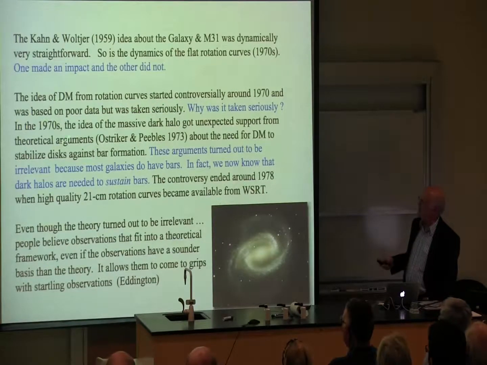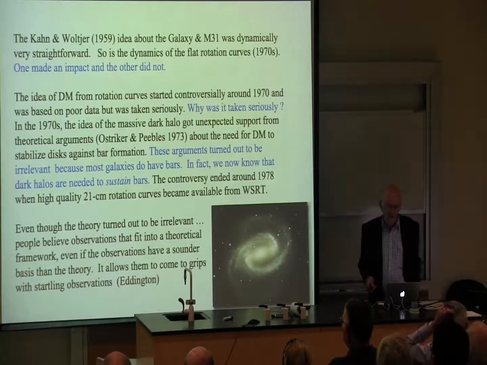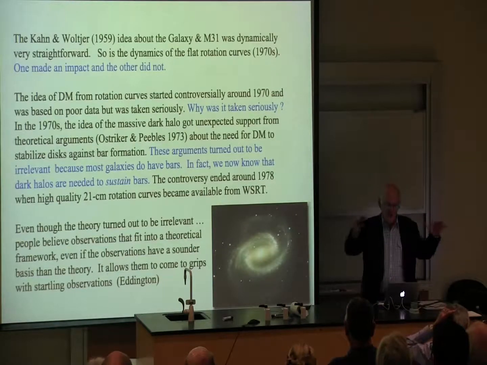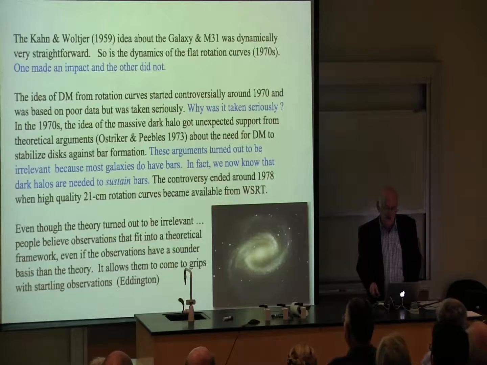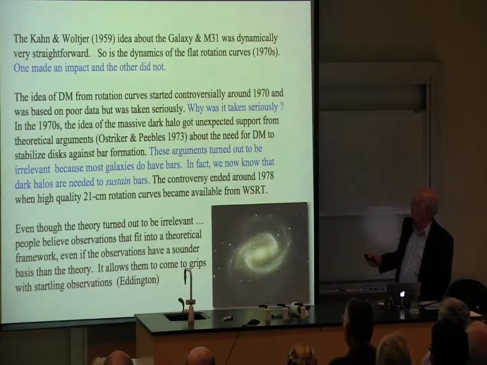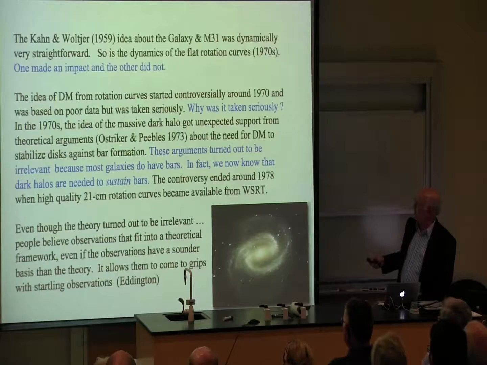Well, in the 1970s, the idea of having a massive dark halo around galaxies got some unexpected support from theoretical arguments by Jerry Ostriker and Jim Peebles. Their arguments were that to stabilize galaxies against forming bars, you needed dark matter. So what does that mean?